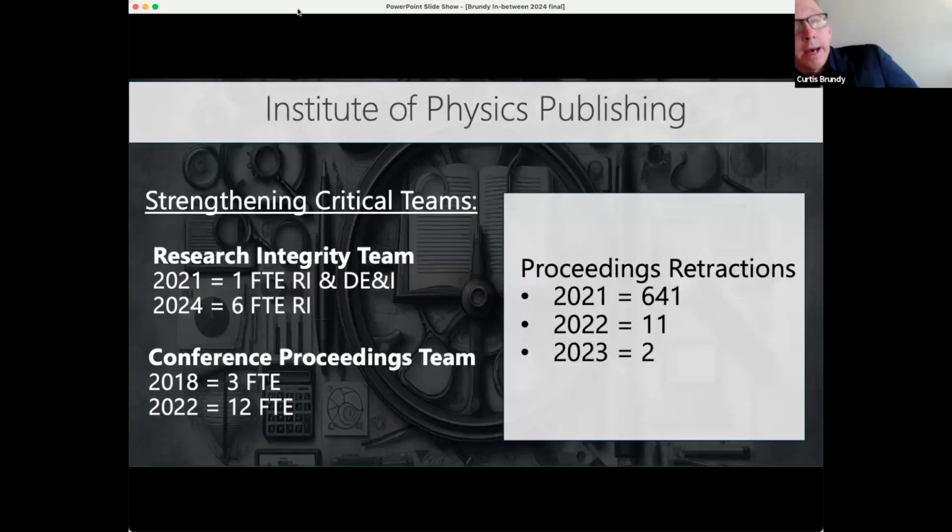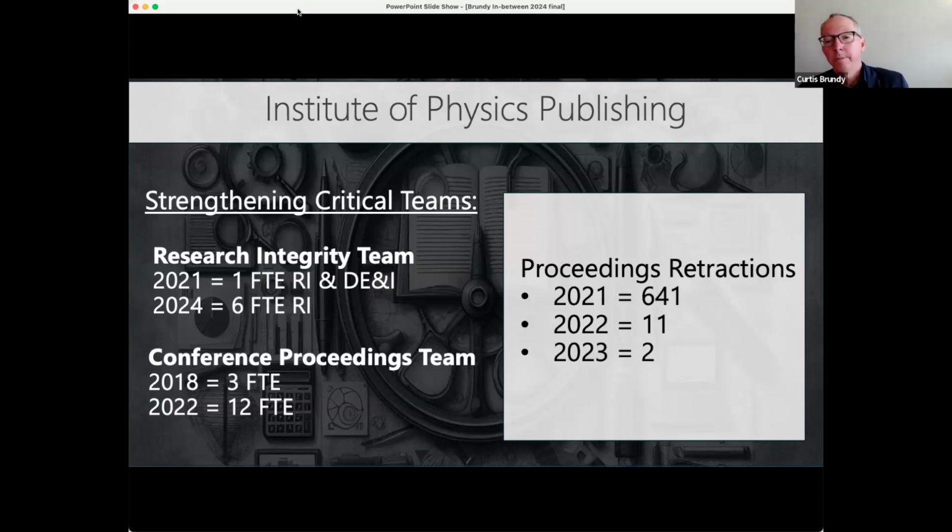Next, I want to talk about the Institute of Physics. And I'm going to try and keep to my time. So I've got a script here I'm flipping through. With the Institute of Physics, I think that the expansion of these research integrity teams is a common thread running through publisher responses to the paper mills. And IOPP is a good example of this.